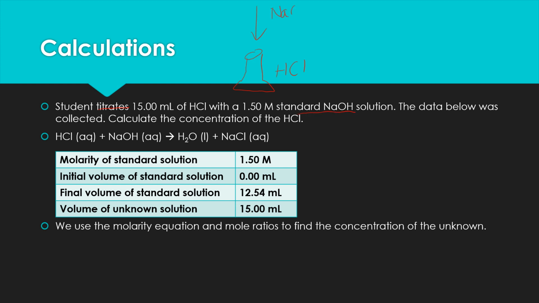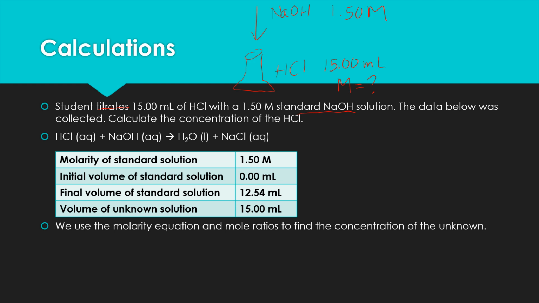I like to draw a little picture of where the chemicals are and what I know about them. So we know we have 15 milliliters of HCl, and I know my molarity of the standard solution. That's the information we start with before we've done any reactions. And then the data below was collected. We want to find the concentration or molarity of the HCl.